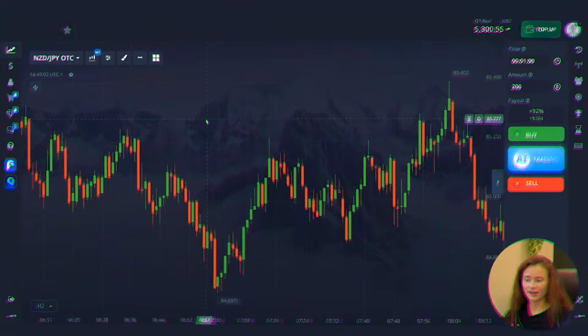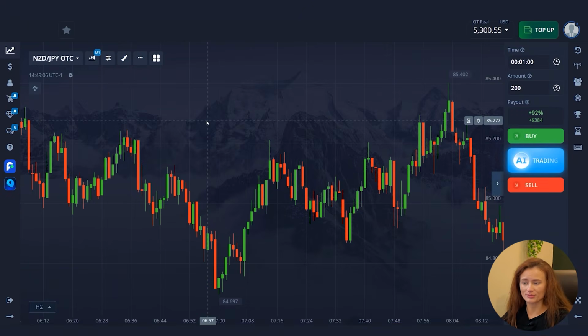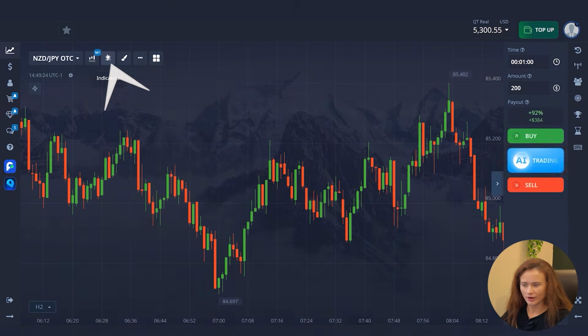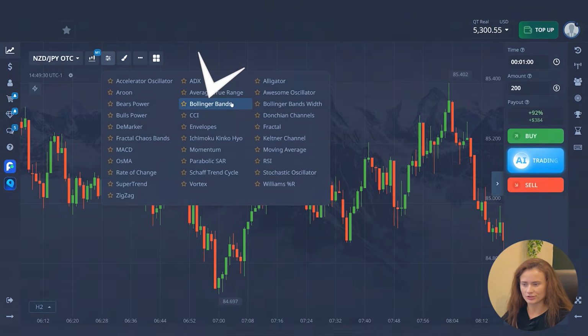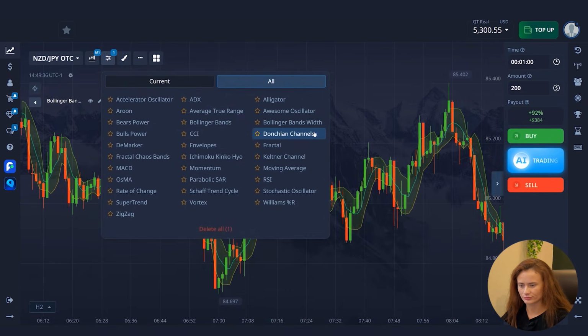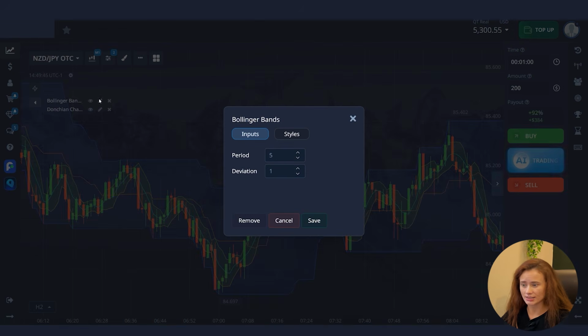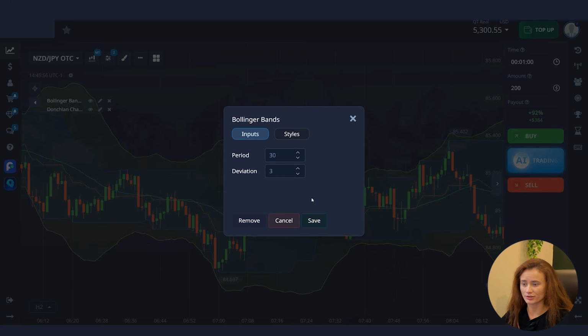Now I will show you the account settings that need to be done before we start working with this chart today. I will use the Japanese candle chart, time frame will be 1 minute. Now open the indicator section and choose Bollinger Bands and Donchian Channels. Now we're correcting the settings of the indicators. The Bollinger Bands period will be 30, the deviation will be 3. This expands the indicator area and lets us better see all the price fluctuations.